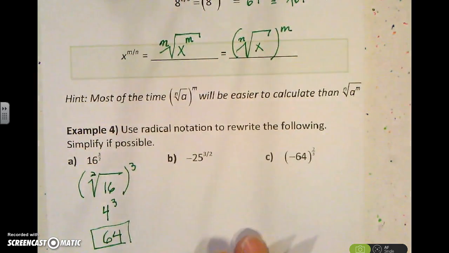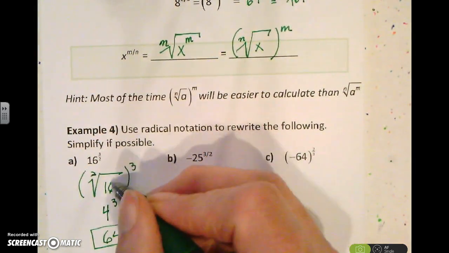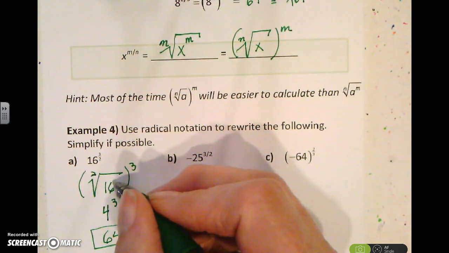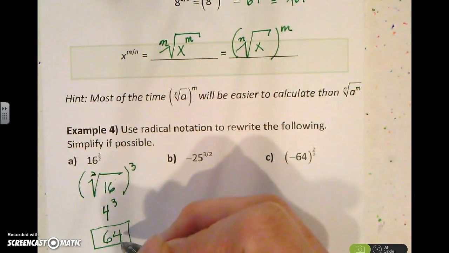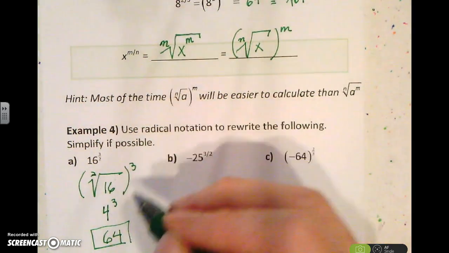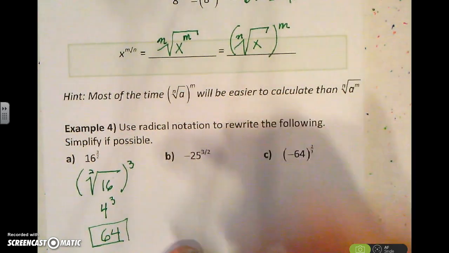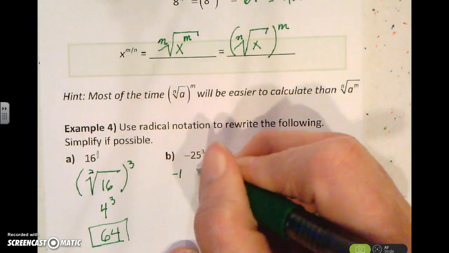64 for our answer. Notice if we'd put the 3 on the inside instead of on the outside, I would have had to do 16 to the third power first, which would have been a gigantic number that we then take the square root of, and the square root of that would have given us 64. It works out the same, but it's much harder to do 16 to the third than it is to do 4 to the third.